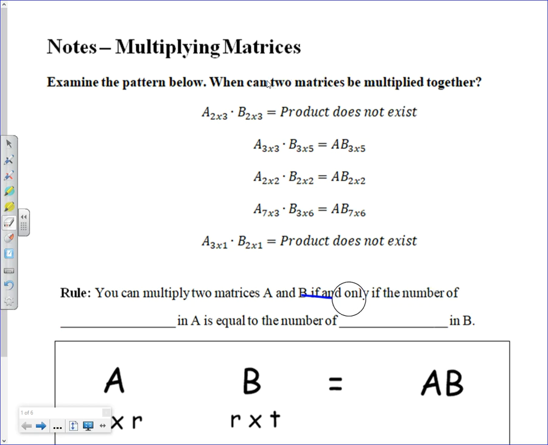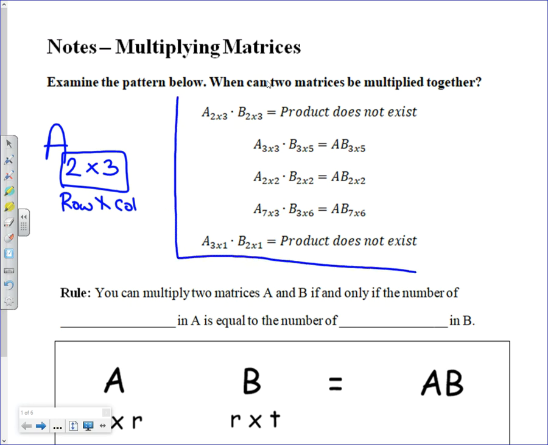What I have up here are some matrices, A and B. Okay? So A is like the name of the matrix, and then these numbers down here are the dimensions. And remember, when you get the dimensions, it's always rows by columns. Okay? So take a minute and pause the video. Take a look at this. See if you can figure out the pattern.